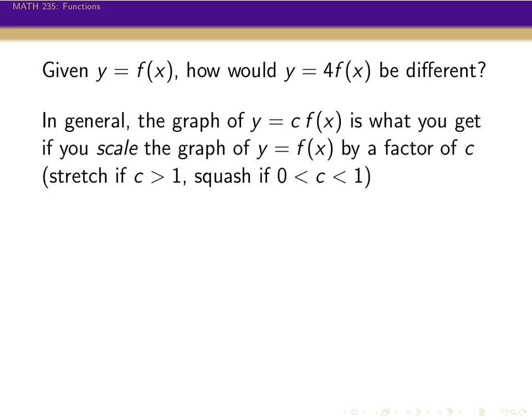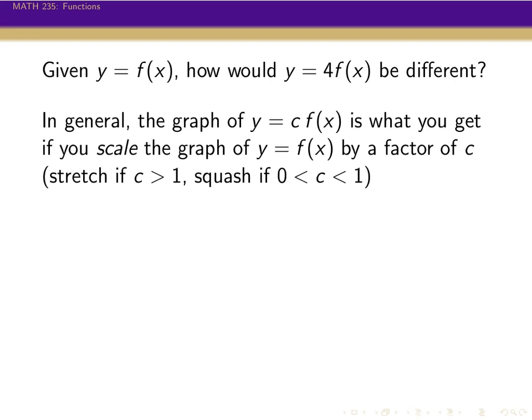Usually this is called a scaling factor. So the 4 here would be a scaling factor. In general, if you scale a function by a factor of c, where I'm thinking about c being a positive number, if c is bigger than 1, that means it's making your function bigger in absolute value, so it's going to stretch the function. On the other hand, if your c value is between 0 and 1, that's going to be making your output smaller, and so that's going to be squashing your function down.